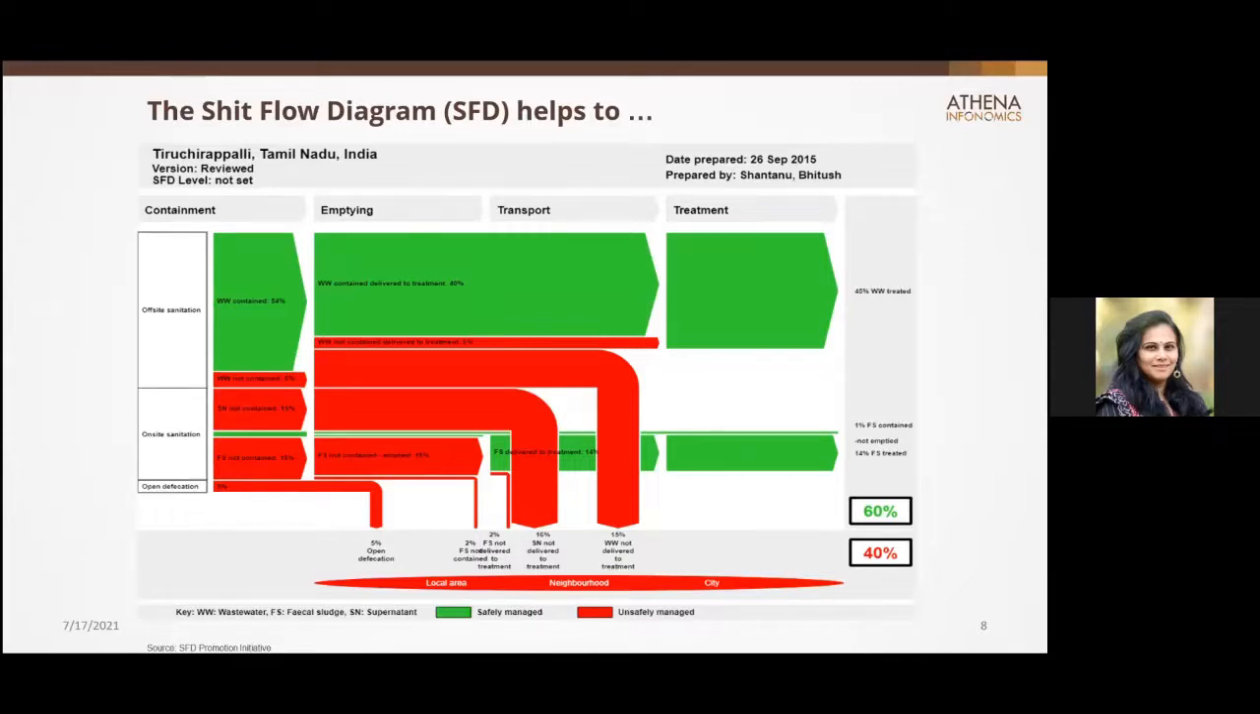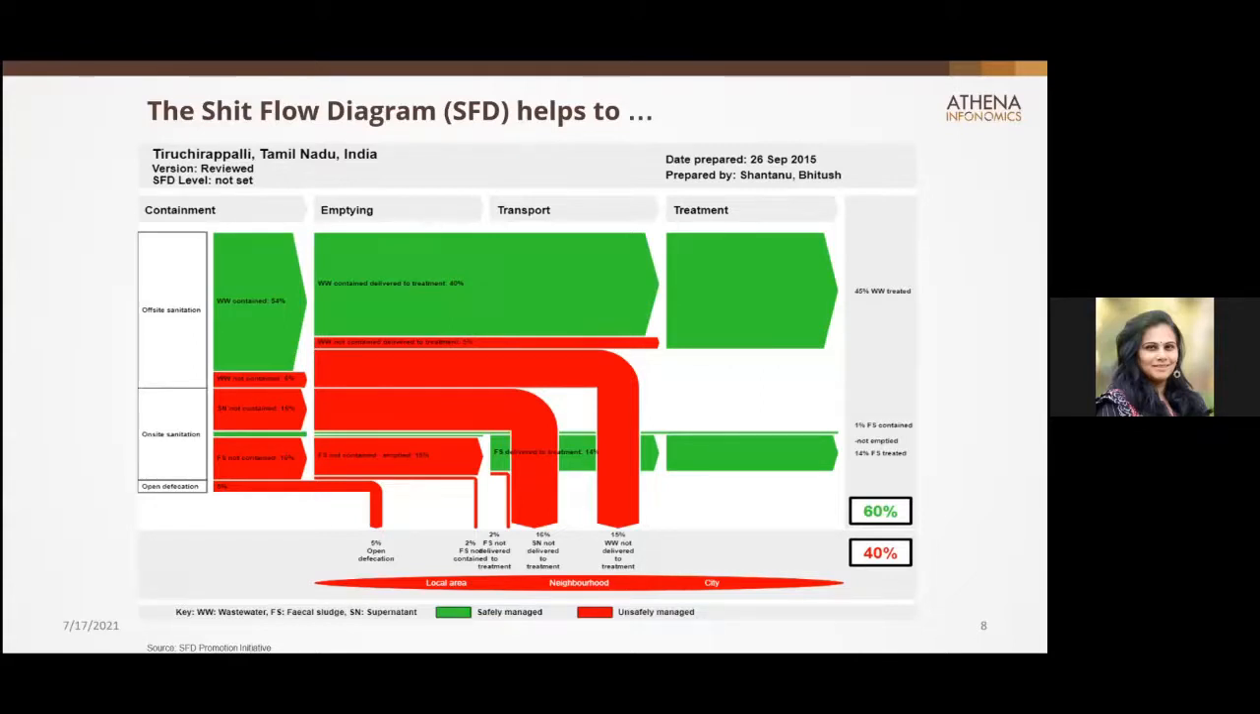And if it is a UGD without an STP at the end, then it is safe till transport, but at treatment, it becomes red. So these are very layperson ways of explaining the colors here.